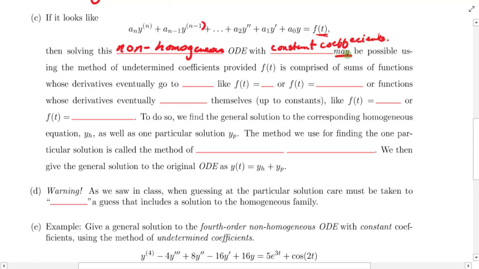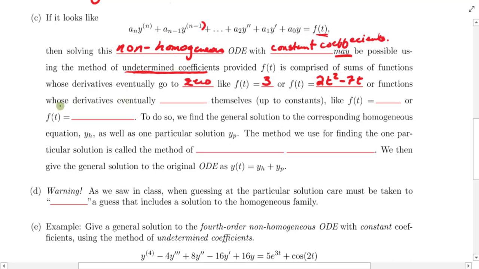It may be possible using this method of undetermined coefficients, provided f of t is comprised of sums of functions whose derivatives eventually go to 0. So that might be a function like this. Why? Because this forcing function, if it looks like 3, its derivative eventually goes to 0, or maybe something like this polynomial, 2t squared minus 7t. Why? Because if you take successive derivatives of that forcing function, it eventually goes to 0. So that's one possibility for which this method of undetermined coefficients would work.